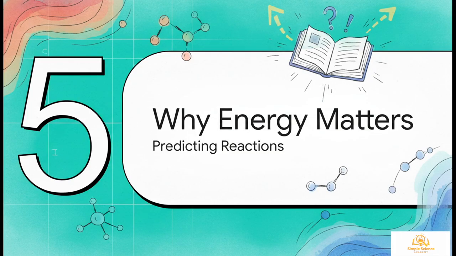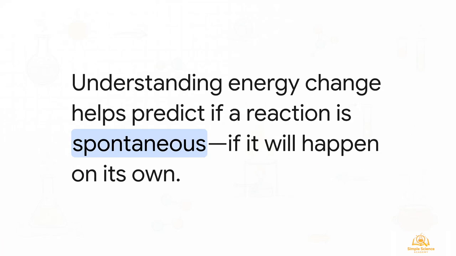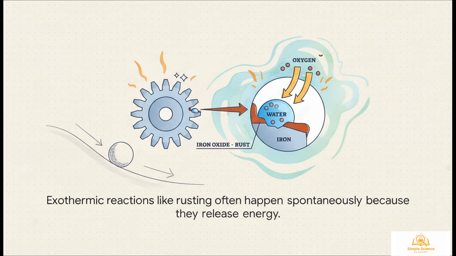Now, this isn't just about feeling something hot or cold. Understanding these energy changes lets chemists do something that's almost like a superpower. It lets them make predictions. Seriously, knowing the delta H helps us predict if a reaction is likely to be spontaneous. In other words, if it will just happen all by itself, without you having to constantly add energy to keep it going. It makes sense if you think about it. Nature tends to favor lower energy states. Things roll downhill, not up. Exothermic reactions release energy and end up in a much lower, more stable state. That's exactly why something like rust just happens on its own. It's an energy-releasing exothermic process.